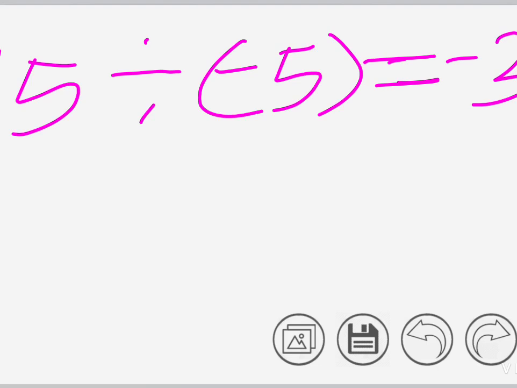Now you should understand how we get minus 3 as the answer. When we divide this type of two numbers, we get minus 3 as the answer. Here 15 and minus 5 are the third pair. Next two pairs more, you write yourself.